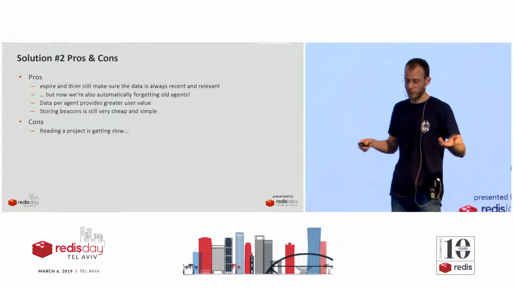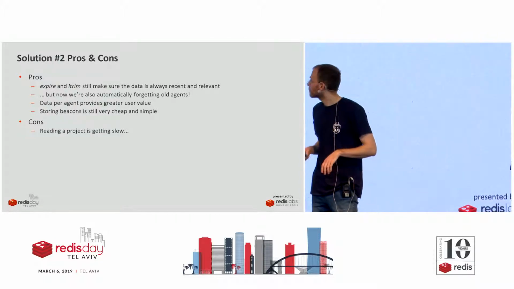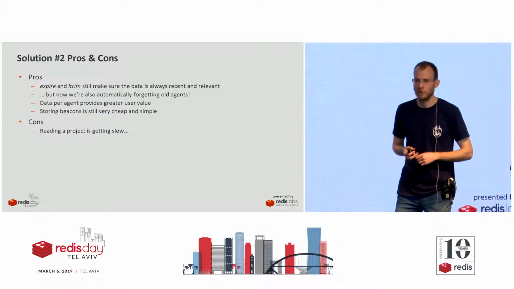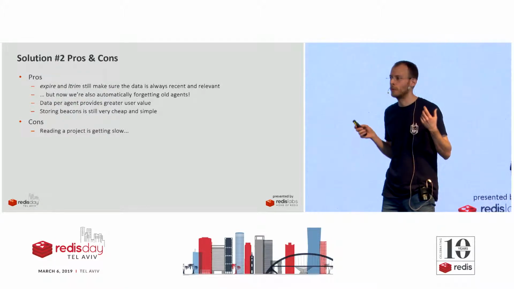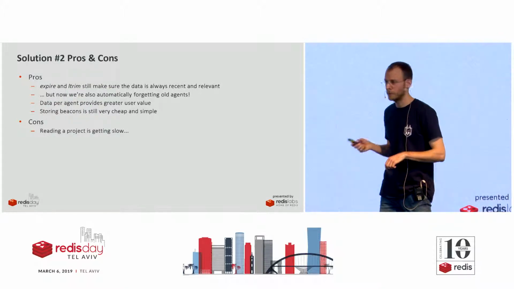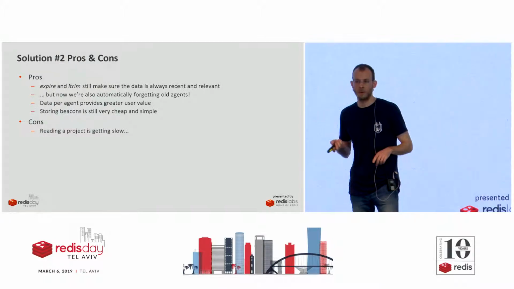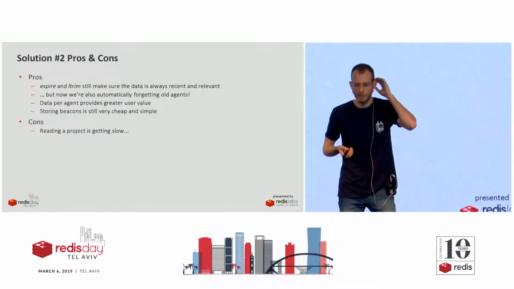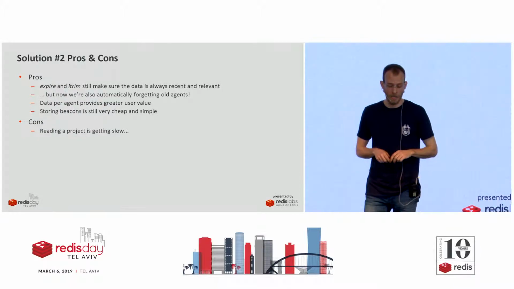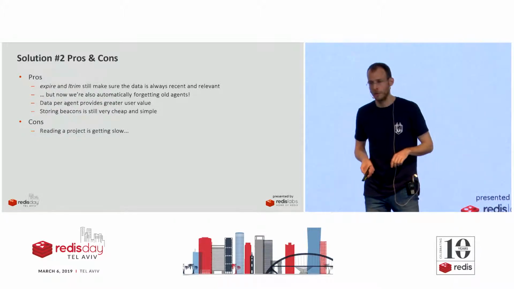So expire and ltrim still make sure that our data is relevant. We are able to provide greater value for our users because we can tell them how many instances they're running, where the vulnerabilities occur, etc. Storing a beacon is still very cheap, so we don't need to figure out what happens when we get too many beacons. And on the minus side, reading a project is starting to get slow.